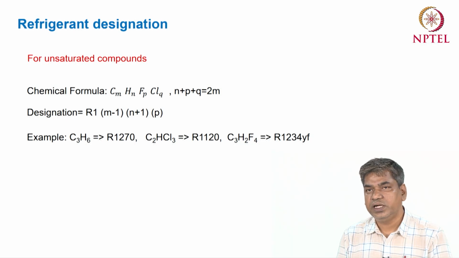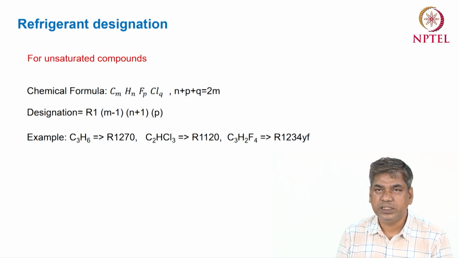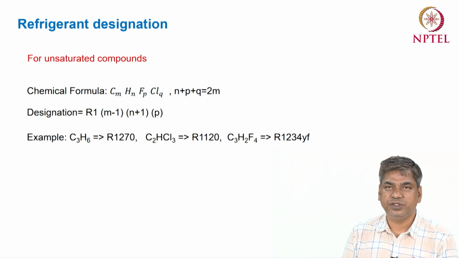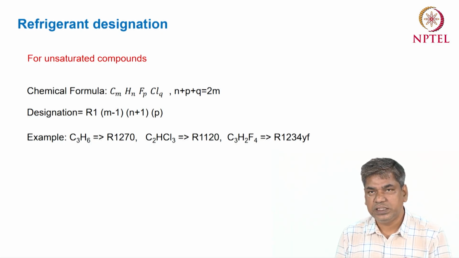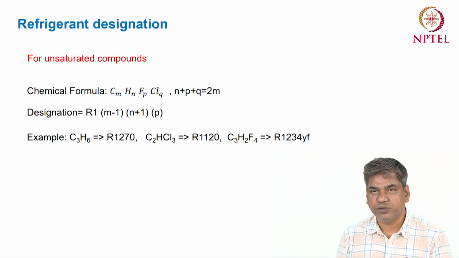Okay, so that m minus 1, n plus 1 and p, these three are very similar to the saturated compound, but to represent the unsaturated one, 1 is used before that. For example, C3H6, this is propylene. For this case, m is equal to 3 and n is equal to 6. So the nomenclature will be R1, then 3 minus 1, this is 2, and 6 plus 1, that is 7, and p is equal to 0. So R1270, this is the designation of C3H6.